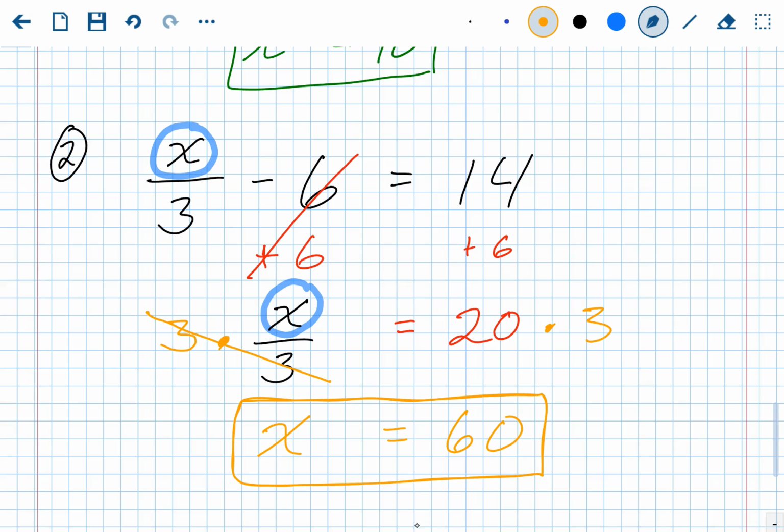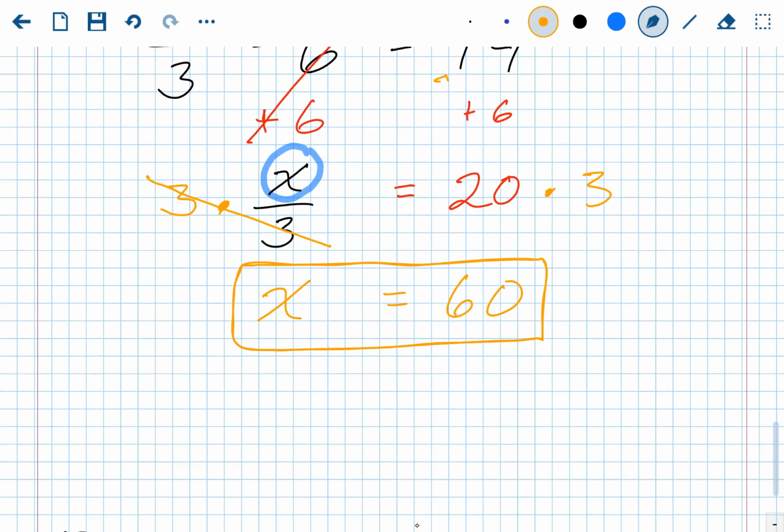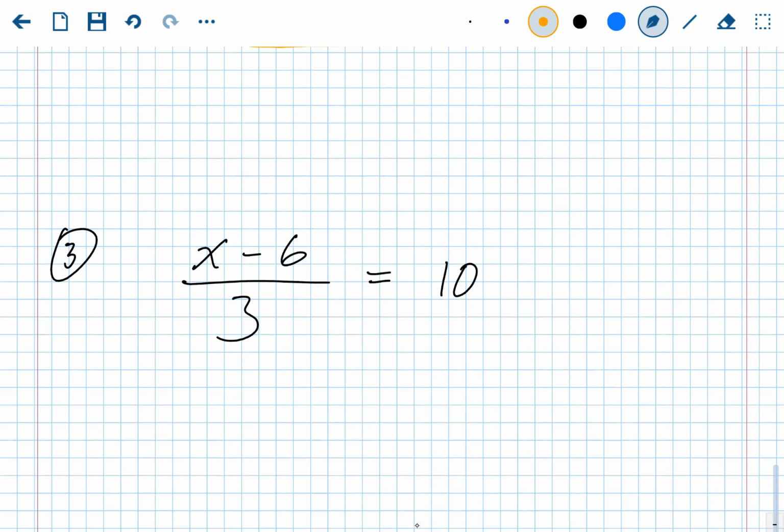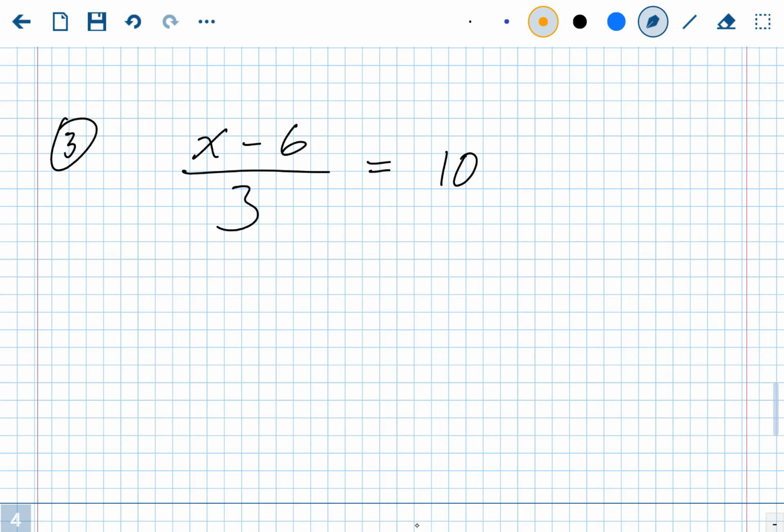Now you could always check all of your answers by plugging in 60 back into the equation, figuring it out. If you plug in 60 for x, you would have 60 divided by 3, which is 20, and 20 minus 6, which is 14. So it'll always work out if you did it correctly. And this last one, I use the same numbers for all these.